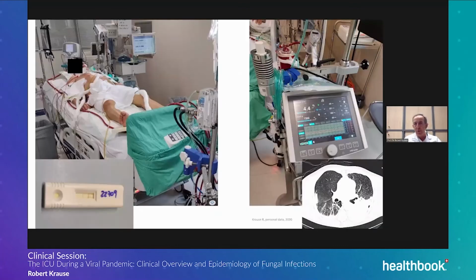Let me now move to the extracorporeal treatments. This is a case of invasive aspergillosis in a cardiac surgical patient treated with ECMO due to respiratory failure, with invasive aspergillosis detected by lateral flow device and clinical and radiological factors. So we also have to consider the extracorporeal treatment.